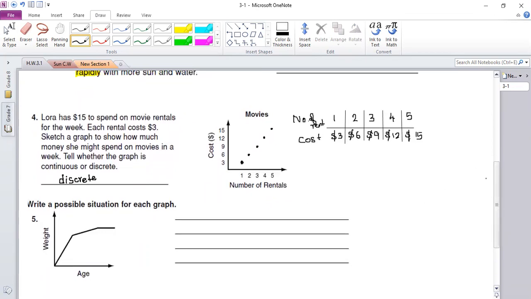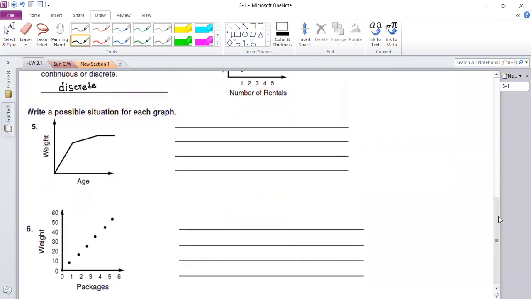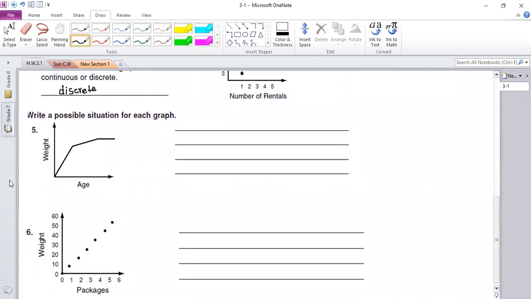Okay, now here is your story time. You have to write your own story, a situation for the given graph. Now, definitely your idea and my idea and your friend's idea differ from each other. So do not think one is correct.